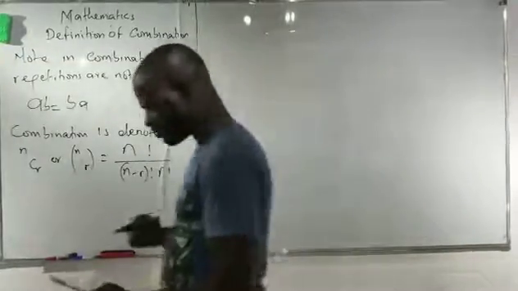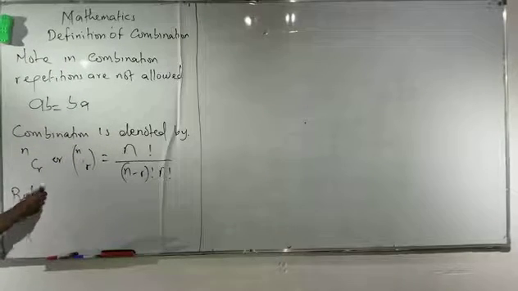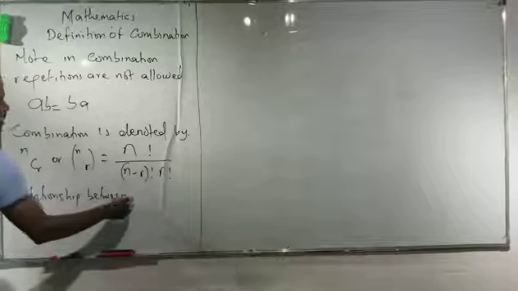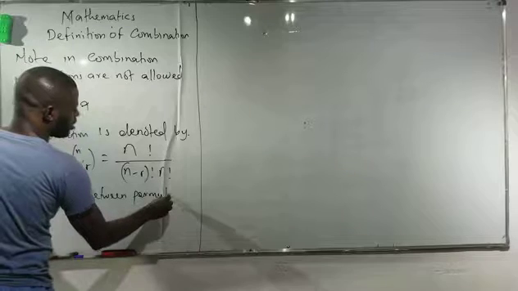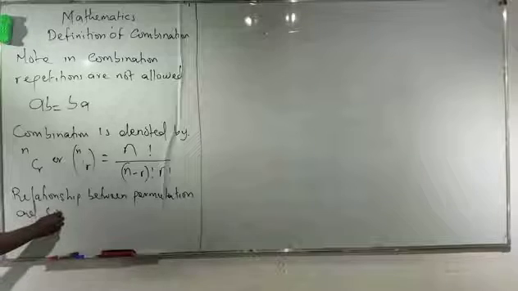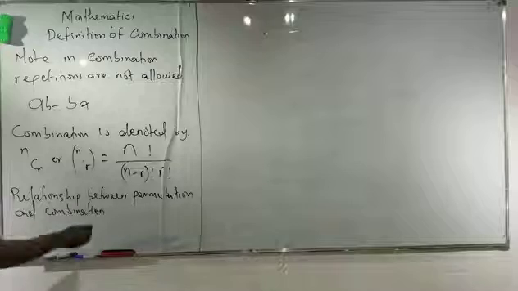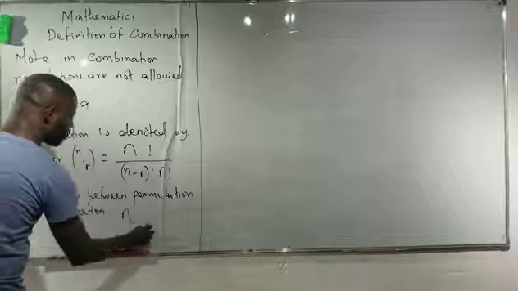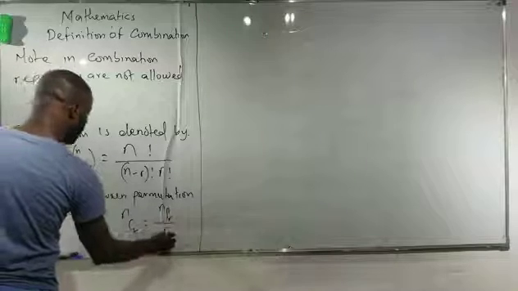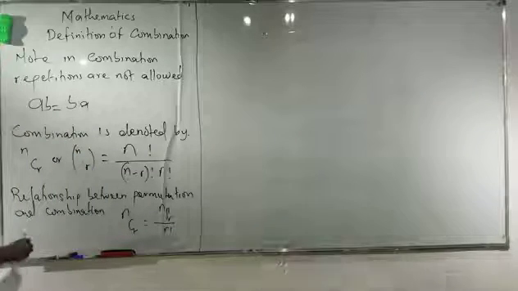Now, let me quickly work on the relationship between permutation and combination. What's the relationship between them? Note that n combined r will be equal to n permutate r divided by r factorial.